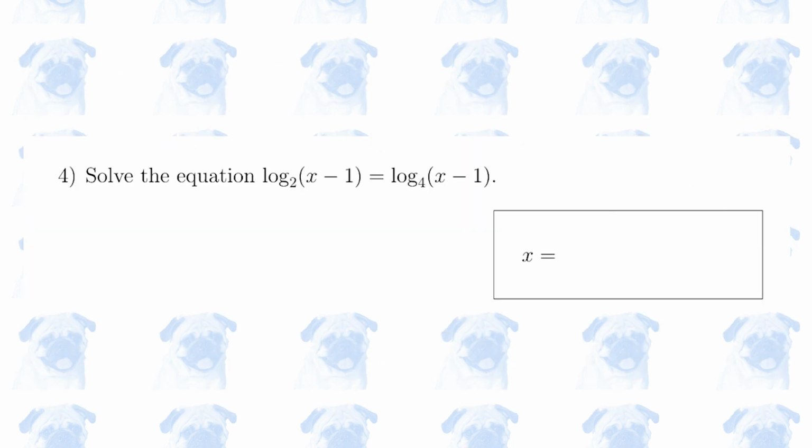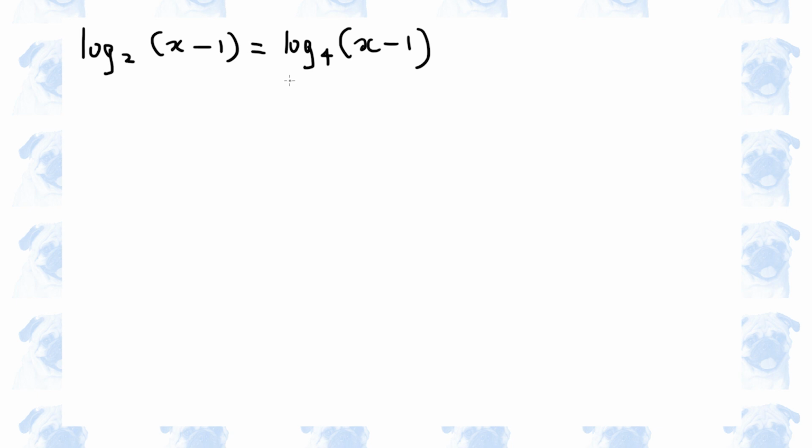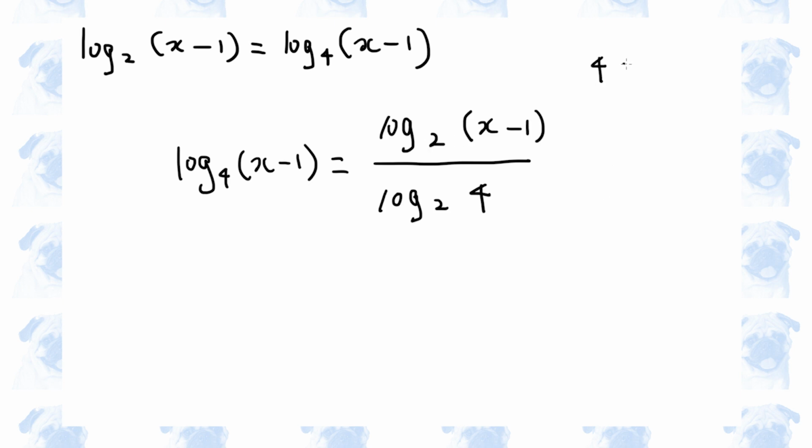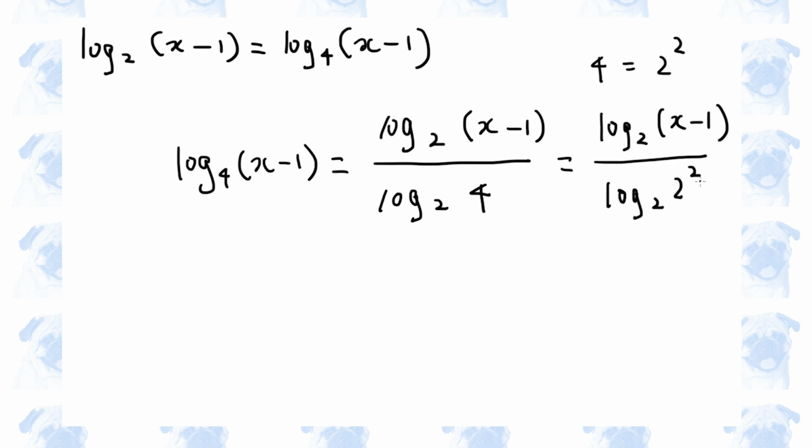Section 1, Number 4. Let's express the right-hand side in terms of log base 2. To do so, let's use the change of base rule. The new base can be any arbitrary number, but for the sake of convenience, let's choose base 2. Now, 4 is 2 squared. The exponent can be moved to the front, and log base 2 of 2 is 1.